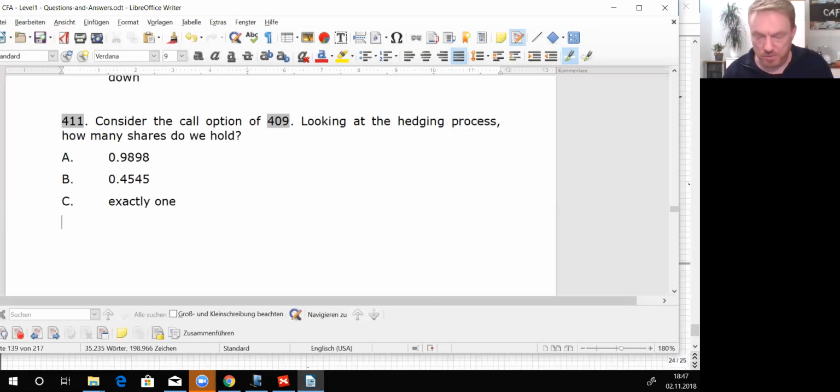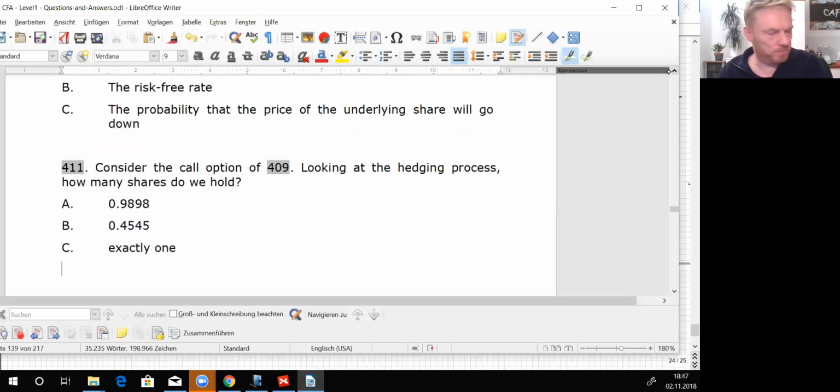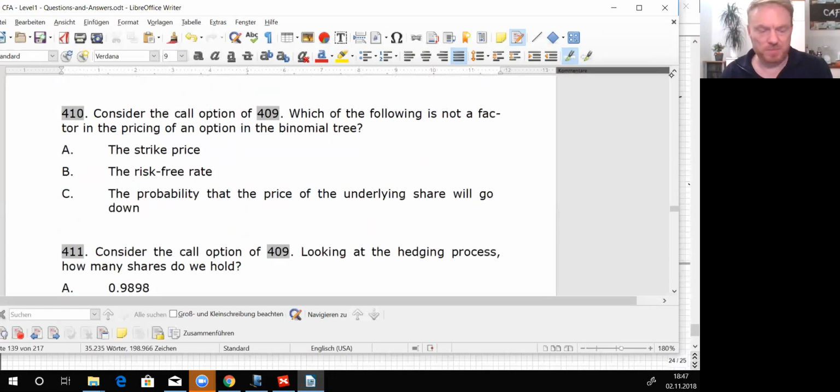That was the 3rd question. Yes, the 3rd question here, or 2nd: consider the call option, and any call option, which of the following is not a factor in the pricing of an option in the binomial tree: the strike price, the risk-free rate, or the probability that the price of the underlying share will go down. And the answer is C.